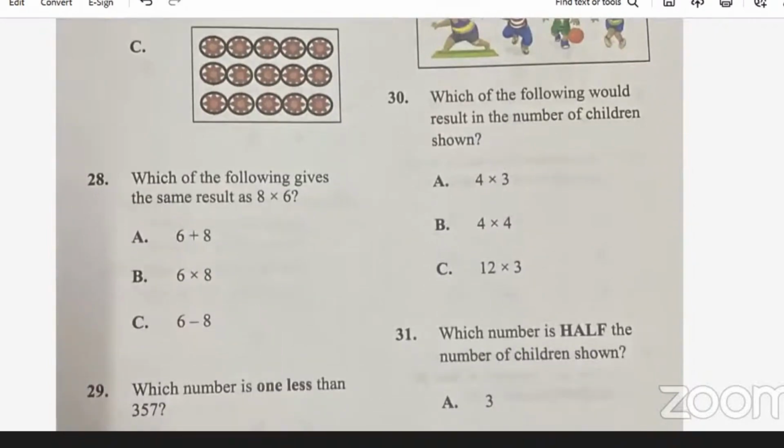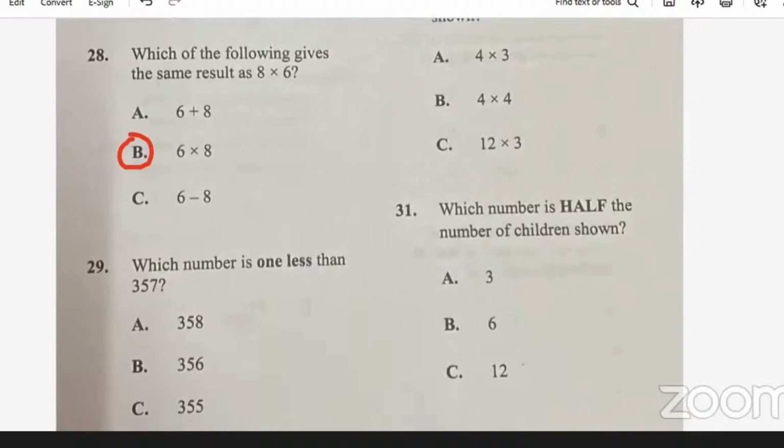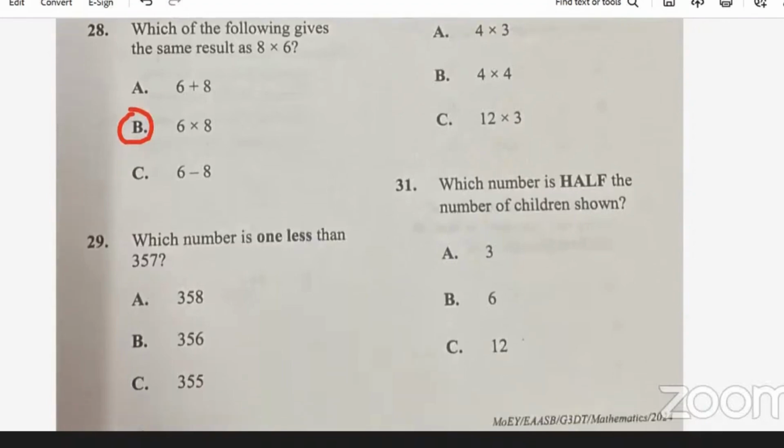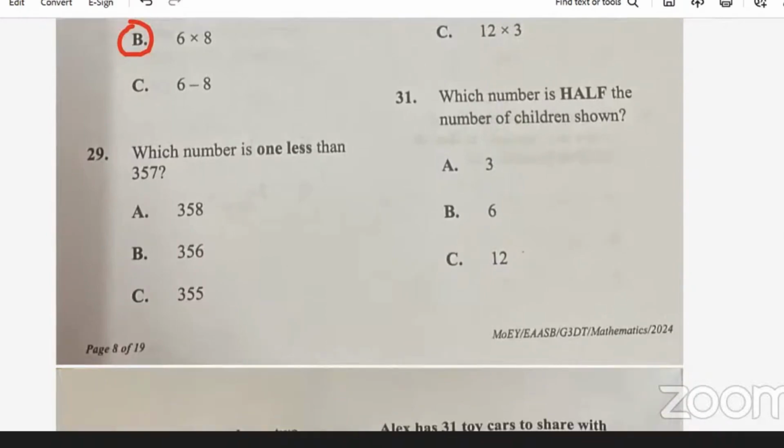Which of the following gives the same result as 8 times 6? Is it 6 plus 8? 6 times 8? 6 minus 8? The answer will be 6 times 8. 8 times 6 is the same as 6 times 8. Same answer. It doesn't matter which number is first. If you're multiplying two numbers, if you change the numbers' places, the answer will still be the same. All right, question 29.